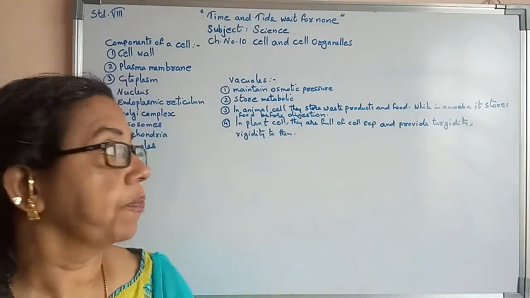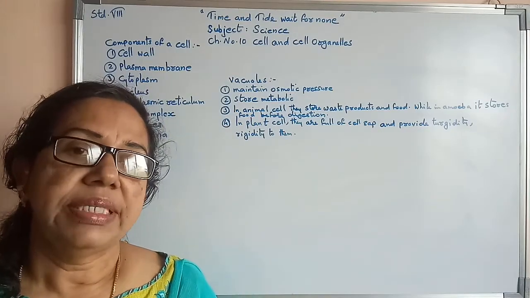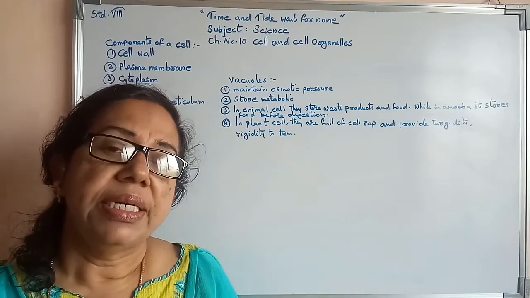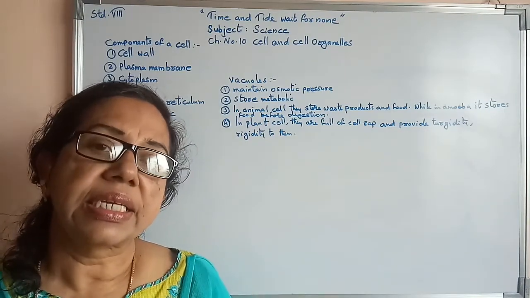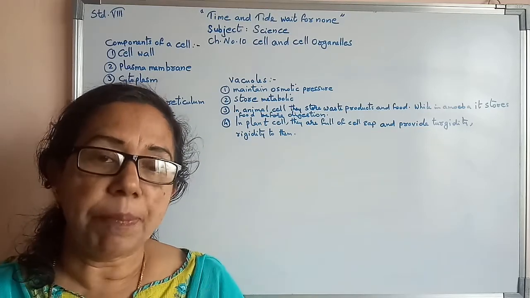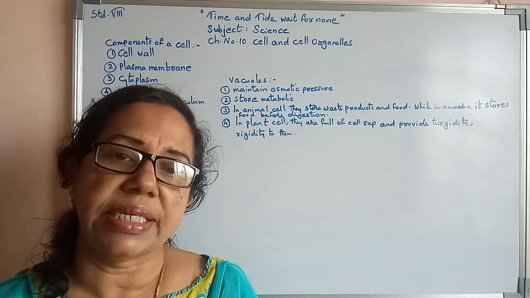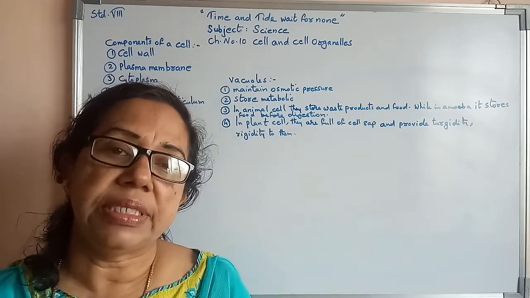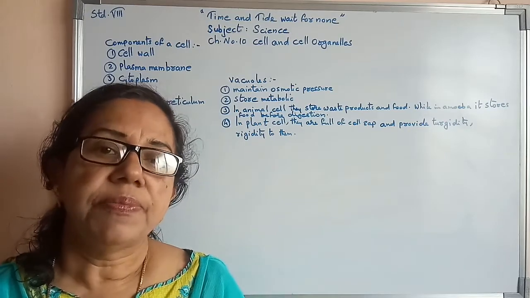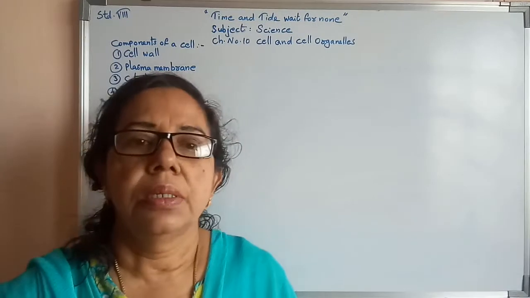In animal cells, they store waste products and food, while in amoeba, they store food before digestion. In plant cells, they are full of cell sap and provide rigidity to them. Turgidity means the cell will appear in a swollen condition, and rigidity means that with the help of vacuoles, cells will appear stronger.